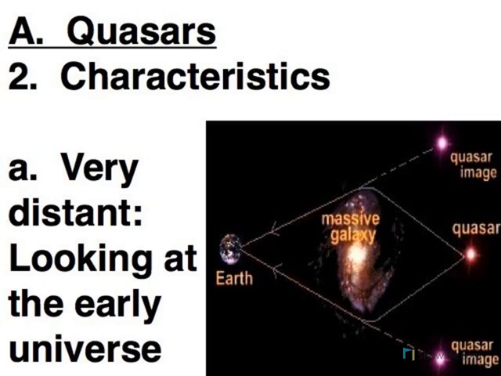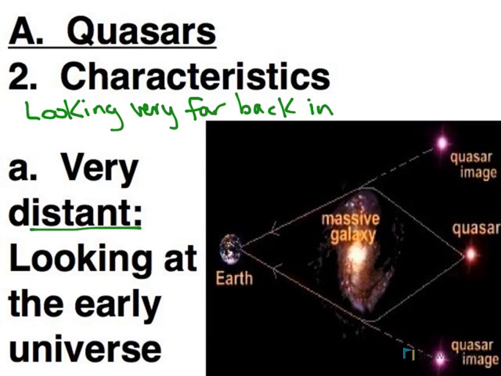So the fact that they are very far away means that we are looking very far back in time. So far back that we are looking at the early universe. So we are seeing things that occurred when our universe was young, when our universe first formed. So whatever these things are, they're telling us something about the beginning of the universe.